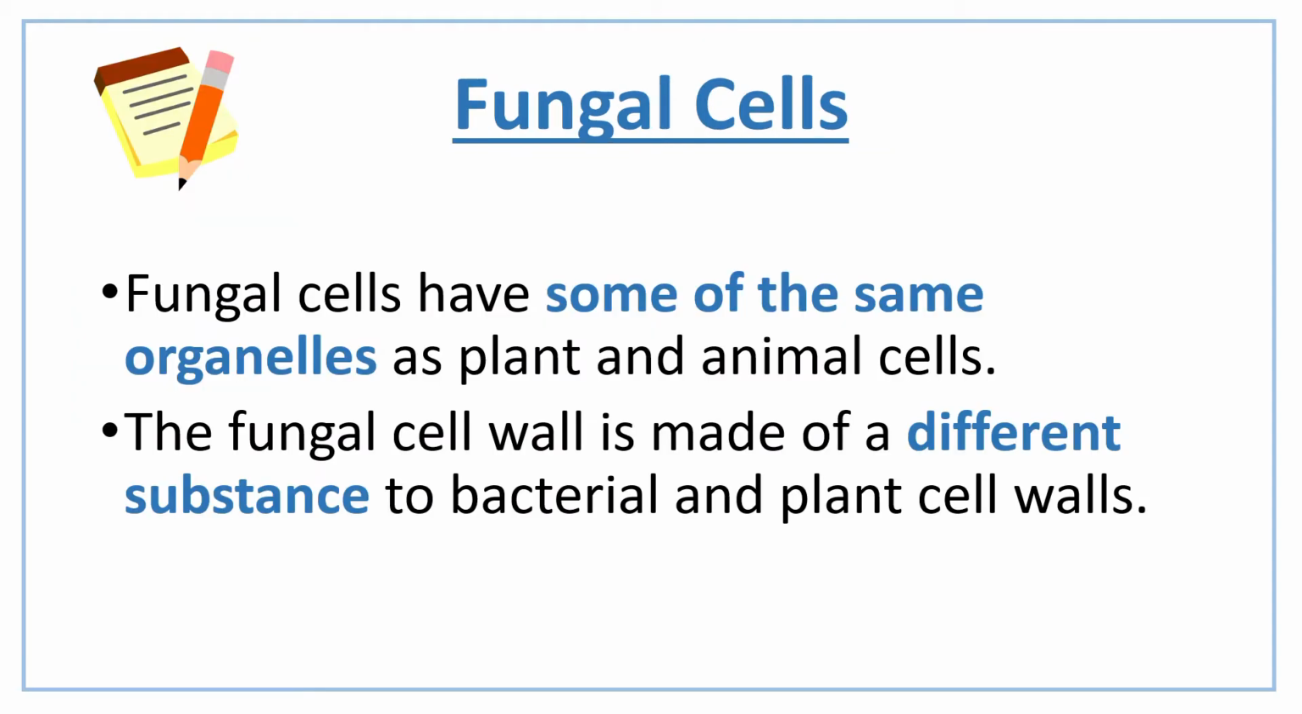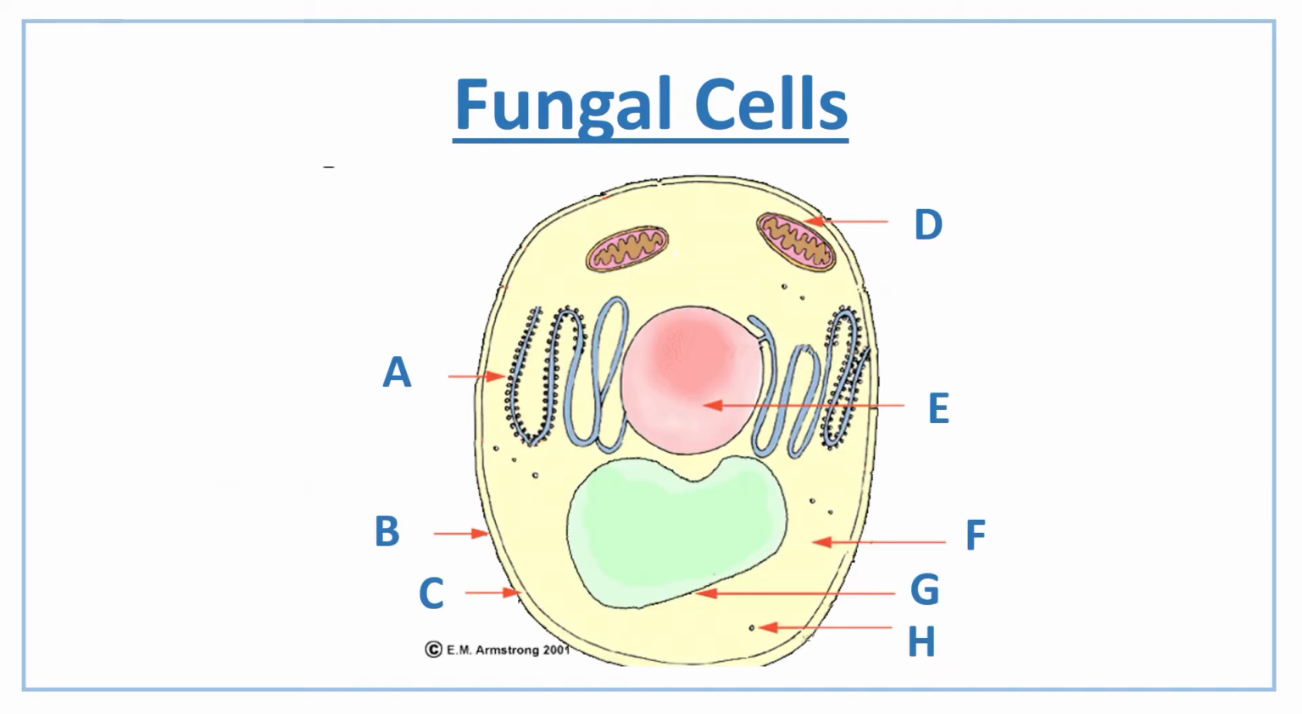Next we have our fungal cells, and they have some of the same organelles as your plant and animal cells, and they also have a cell wall. Now this cell wall is again made of a different substance to both bacteria and plant cell walls. So it's not cellulose and it's also not the same material that is used for cell walls in bacteria cells, so it's completely different again. And this is quite a detailed diagram of what a fungal cell looks like.